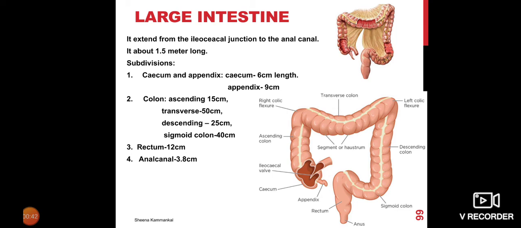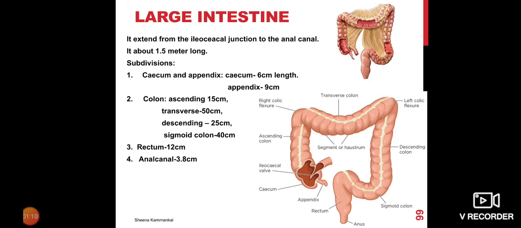In the very beginning, that is at the level of the cecum, we can see another structure called the vermiform appendix, which is a worm-like structure. Looking at the length, the large intestine is 1.5 meters. 6 to 6.5 meters is the length of the small intestine, but the large intestine is just 1.5 meters.